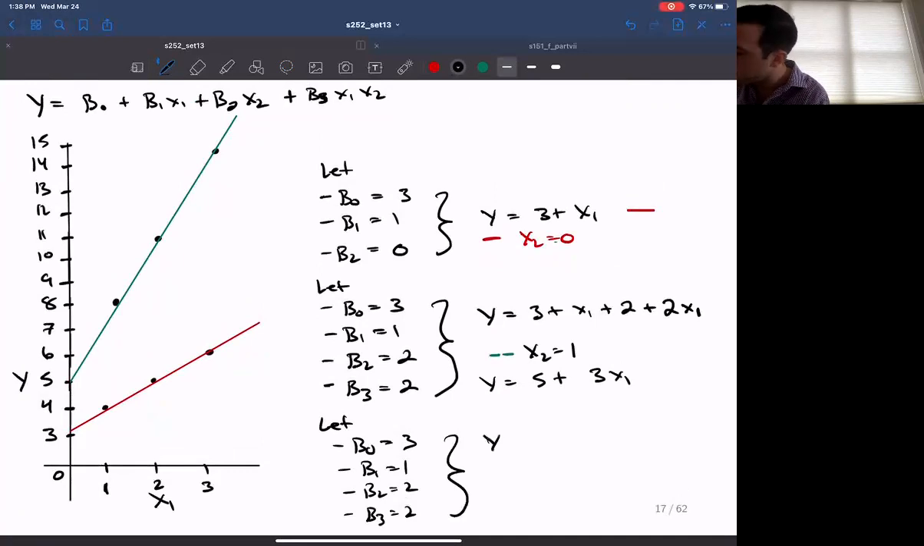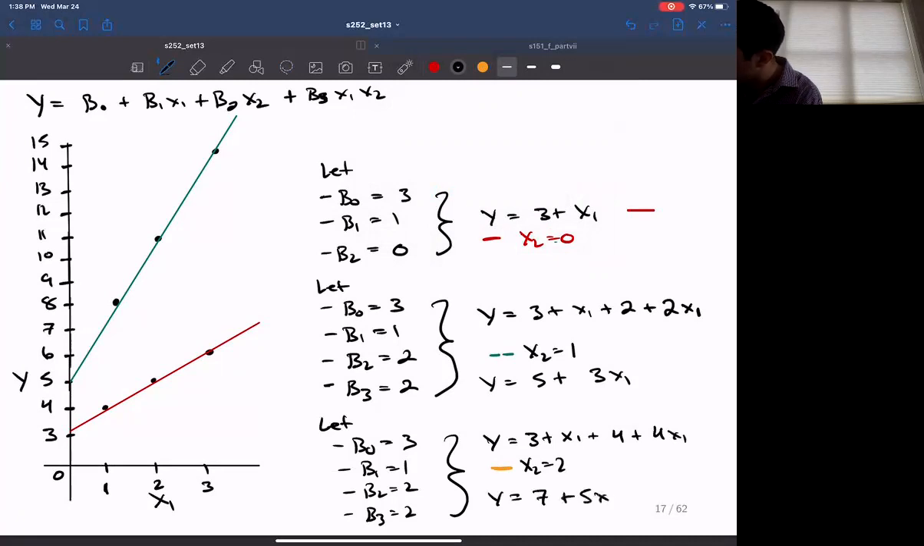And then we let x2 equal 2. Okay, so now we're going to have 3 plus x1 plus 4 plus 4x1. So that means that our line is now going to be 7 plus 5x1.